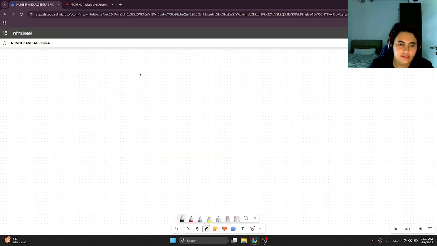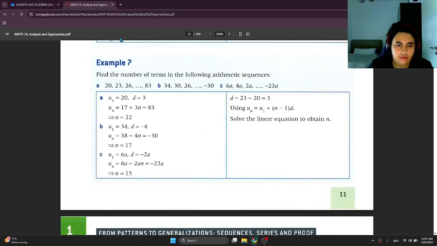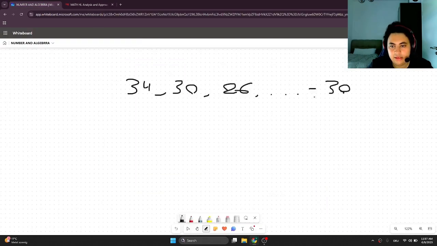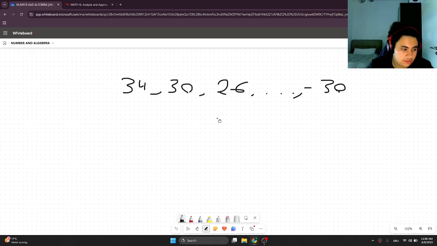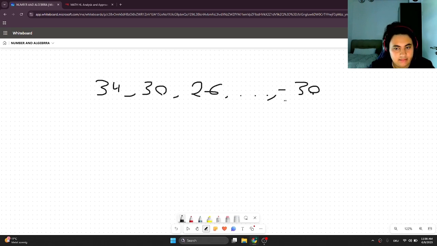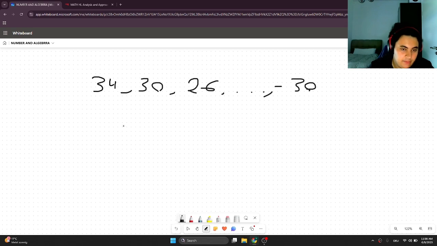34, 30, 26, and what's the last term? Negative 30. So dot, dot, dot, negative 30. Okay, so in this question, we can actually see that the sequence is descending. It is going from 34 and then it ends in negative 30, right?